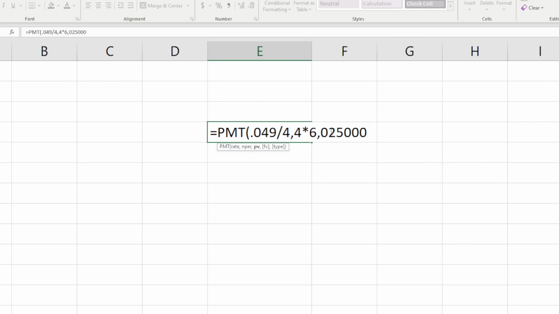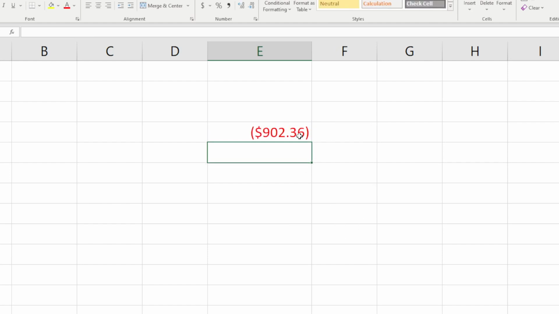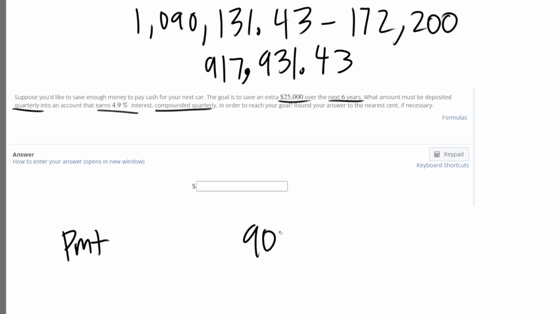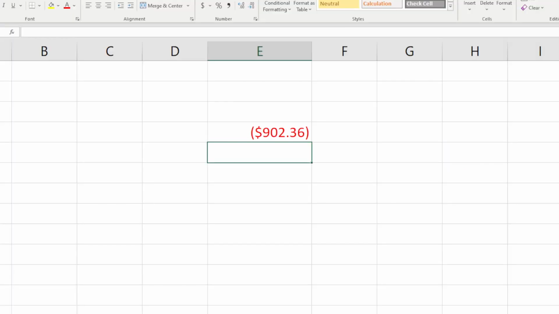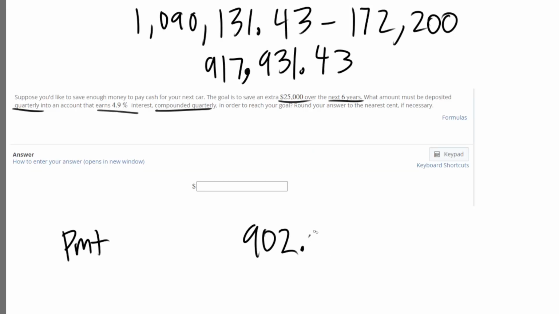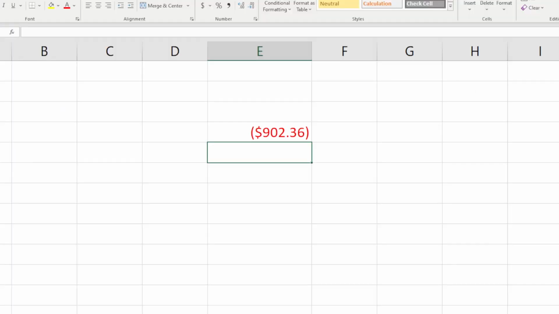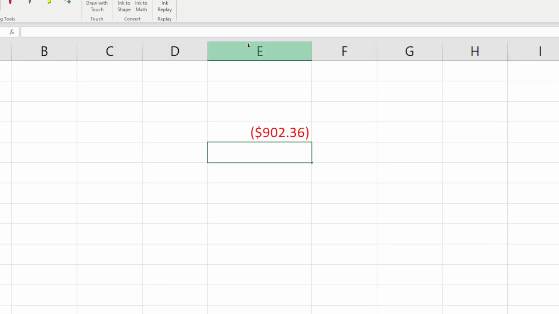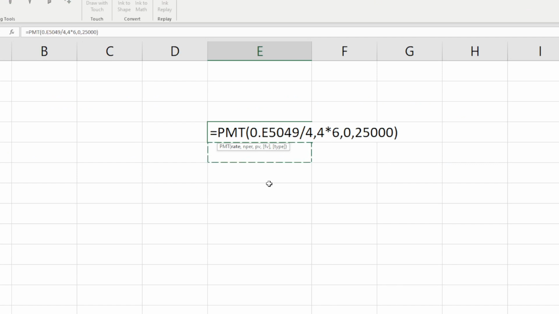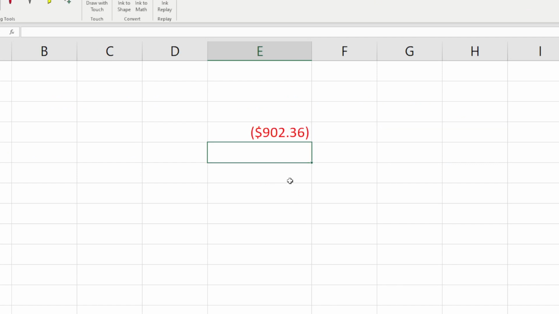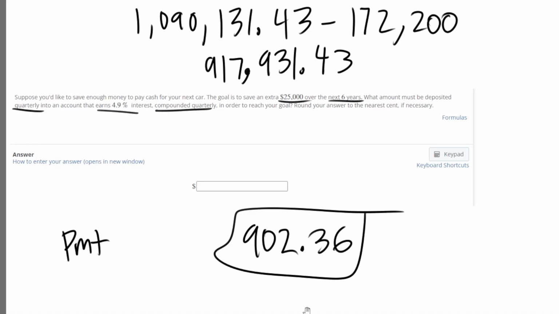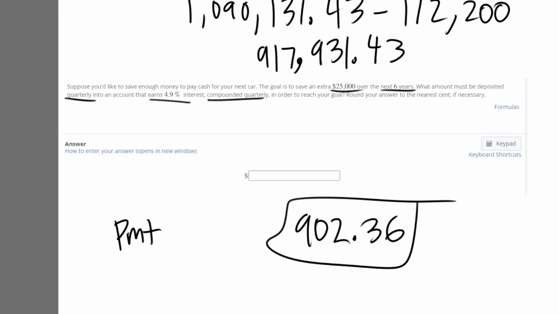Oh, whoops, I forgot a comma. And then we can leave type blank. And we get $902.36. That would be your quarterly payment. Let me double check. Yep, that should be right. Okay, yeah. So, well, we can check.